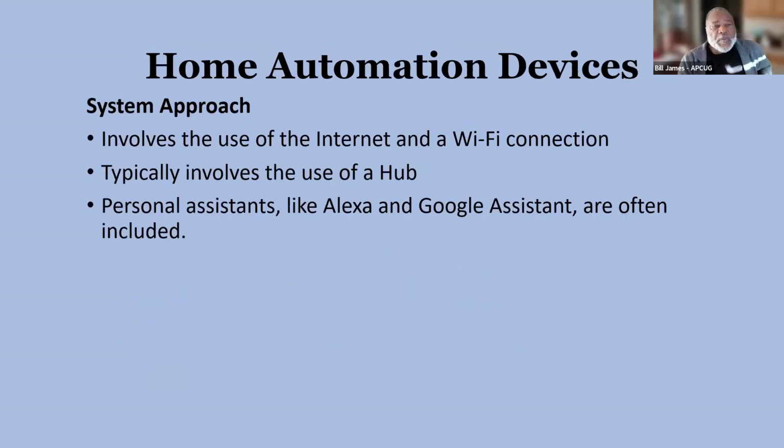If you're using a system approach, that will involve using the internet and a Wi-Fi connection. And it typically involves a hub. And also you want to have Alexa and Google Assistant included with that.